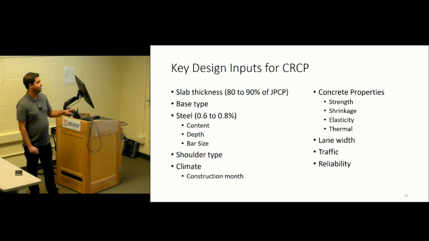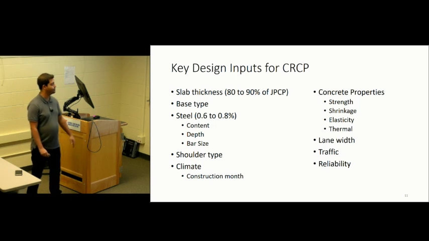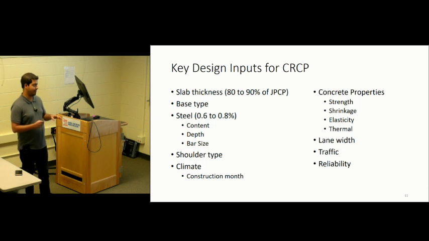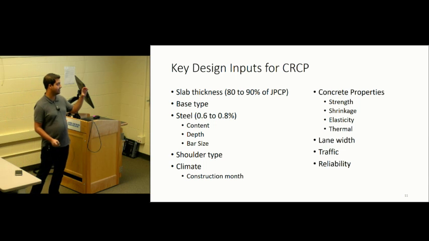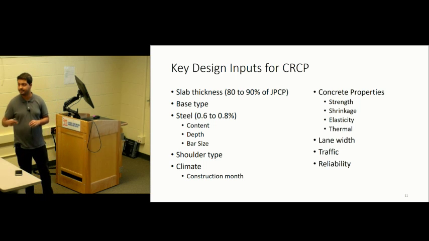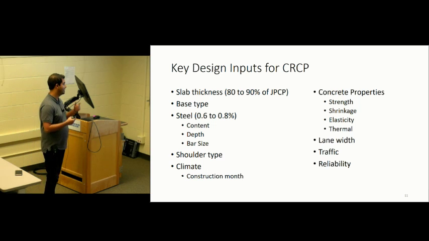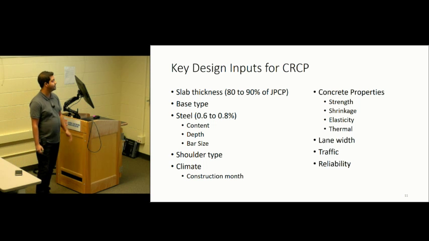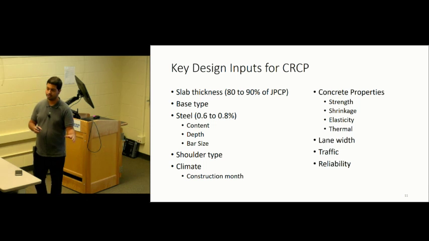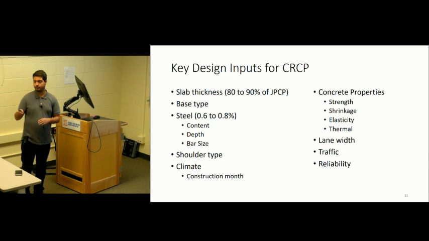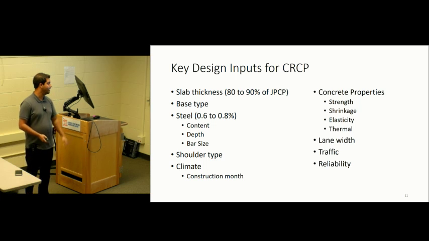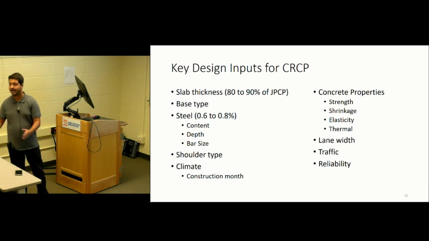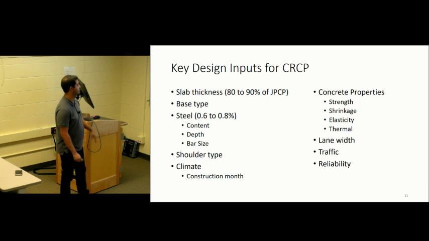Some of the key design inputs for CRCP in MEPDG are slab thickness, which is around 80 to 90% of JPCP. So we have a slab thickness that's around 80% of JPCP, and we have added steel on top of that, which increases the cost drastically. And we have base type, as I mentioned last time. We have steel content, whether we want to use higher or lower steel content. At what depth do we want to include the steel bar? The type of shoulder, whether we want to use an asphalt shoulder or concrete shoulder, tied or untied, affects the performance of CRCP.